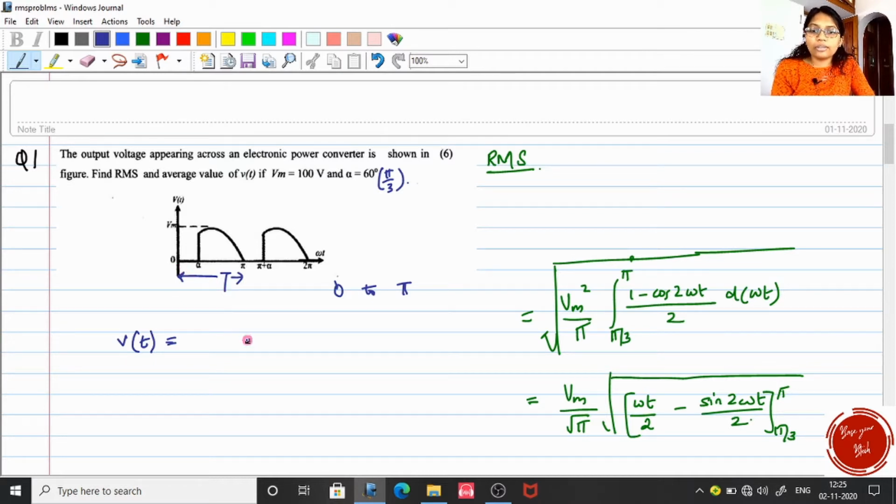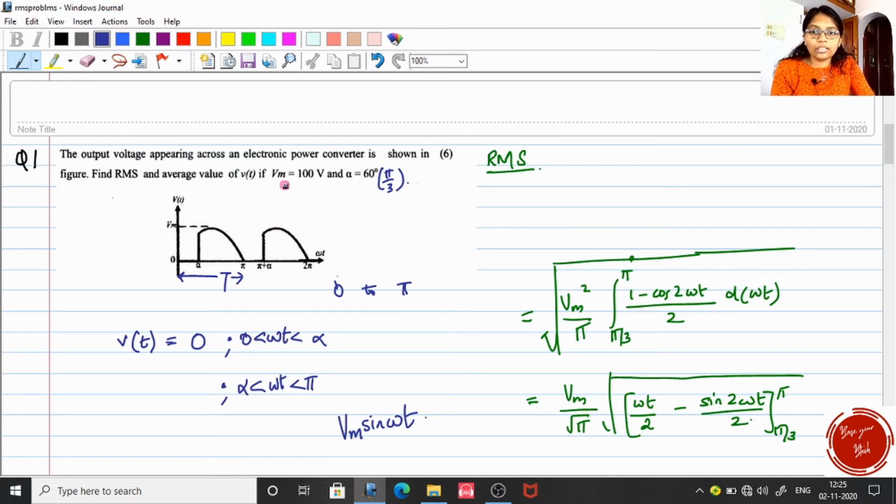So here from 0 to alpha, that is when omega t ranges from 0 to alpha, there is no graph. It is simply 0. And from alpha to pi, when omega t on your x-axis ranges from alpha to pi, the graph is a simple sine wave representation. So what is a sine wave? It is usually Vm sine omega t, the usual representation of a sine wave with maximum value Vm.